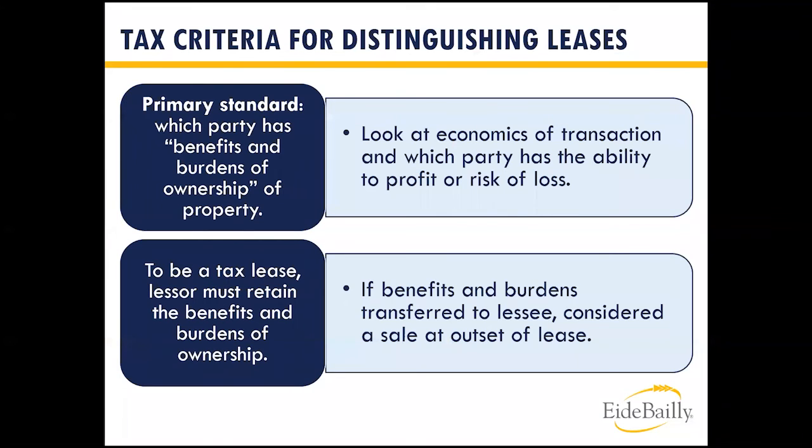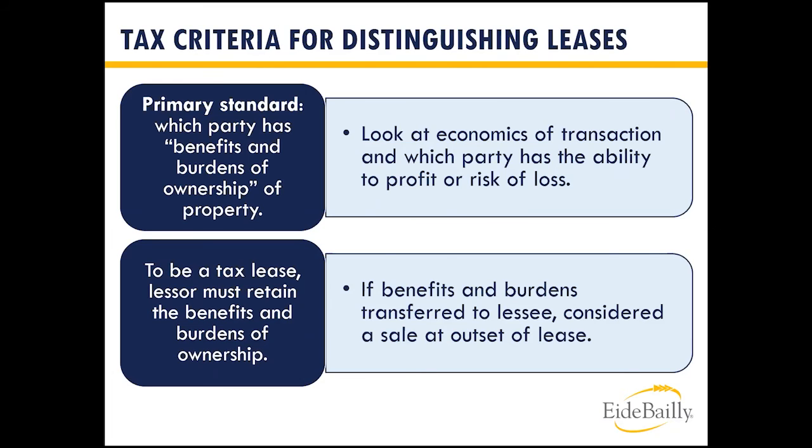The primary theme that you will see run through the factors that have been identified for analyzing tax leases is which party has the benefits and burdens of ownership, which party has the ability or the power to gain economically or the risk to lose economically from this transaction. If this transaction goes better than planned and one party ends up benefiting more, or it goes more poorly than planned and one party ends up taking a larger loss than they expected, that's usually the party that has the benefits and burdens of ownership. They're the ones at risk or potential reward in the arrangement.